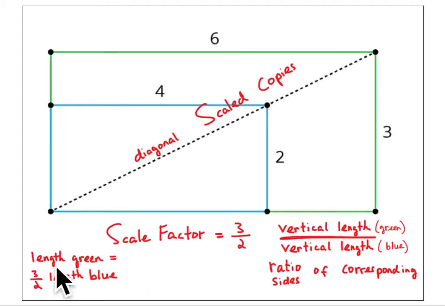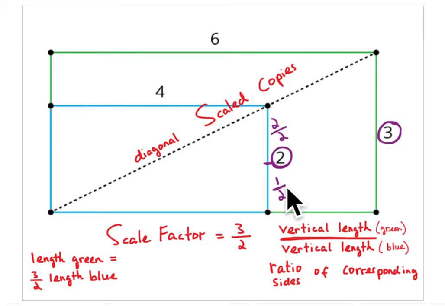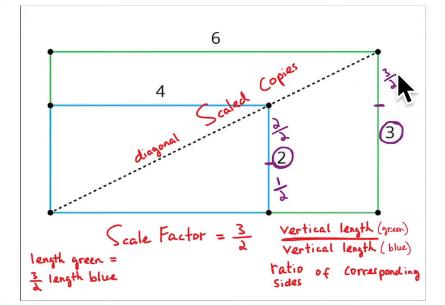And one way to think about that is that the length of the green side is 3/2 the length of the blue side. So 3/2 of 2 is equal to 3. Well, think about what 3/2 means. So 1/2 of 2 is right here, it's 1 unit. 2/2 of 2 is 2 units. And where's the 3/2? Because it's 3/2 of this blue side. Well, the 3/2 is right here, and that's 1 unit. So 3/2 of 2 is equal to 3.